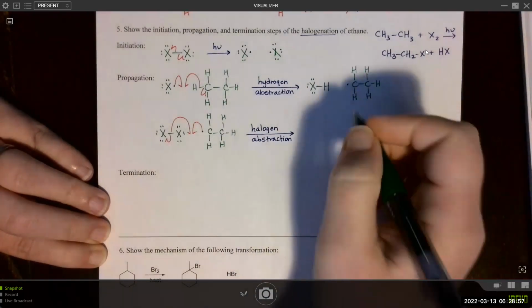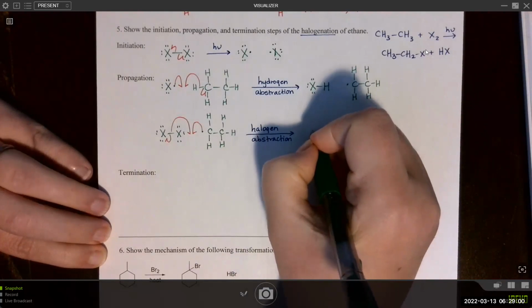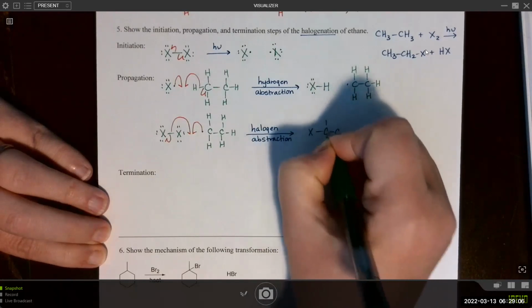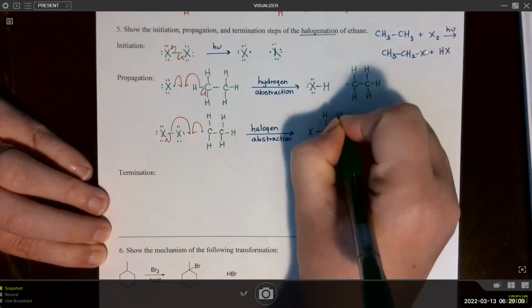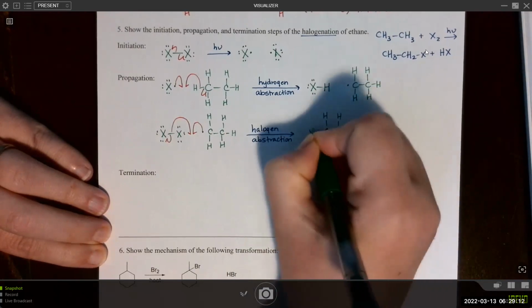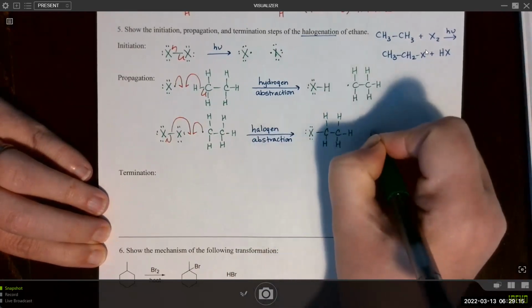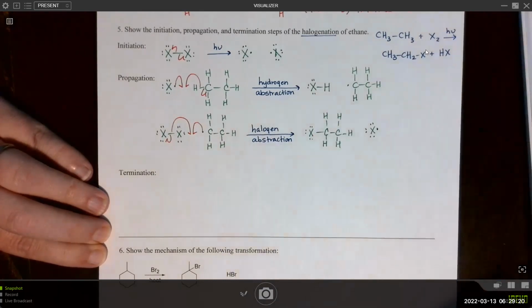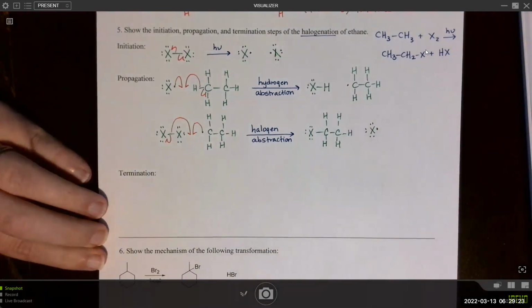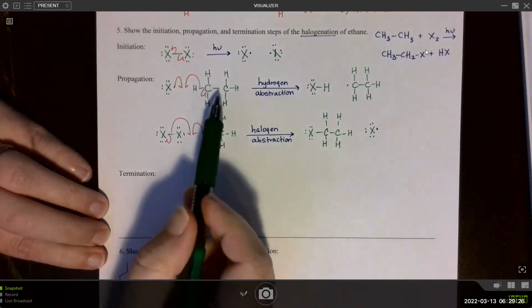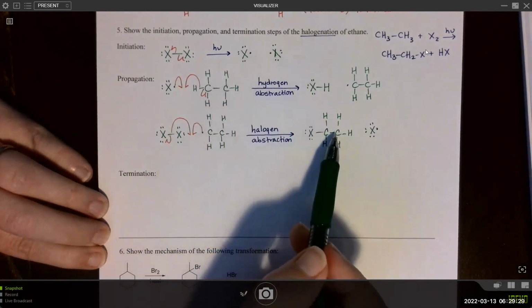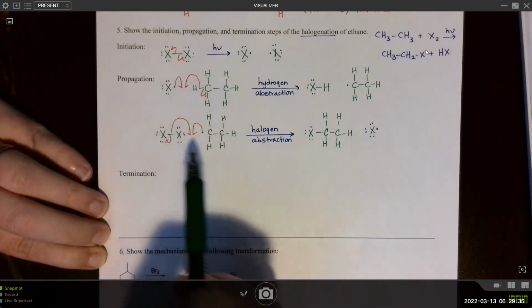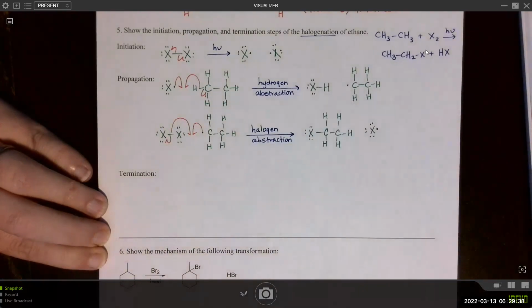And that will generate the product, and regenerate some more of the halogen radical. Right? So this is the starting material, the organic starting material, the organic product. And then we also consume some X2 and are getting HX as a byproduct.